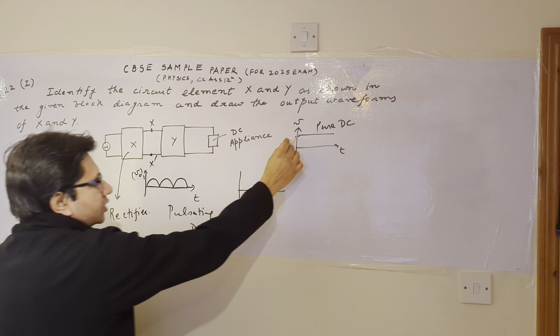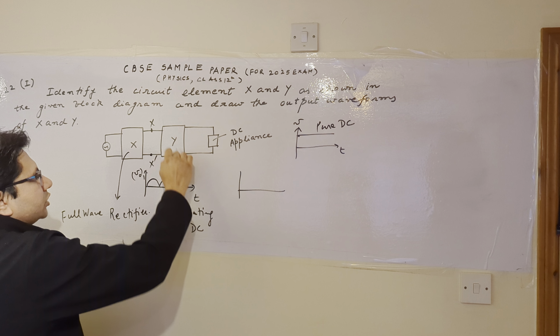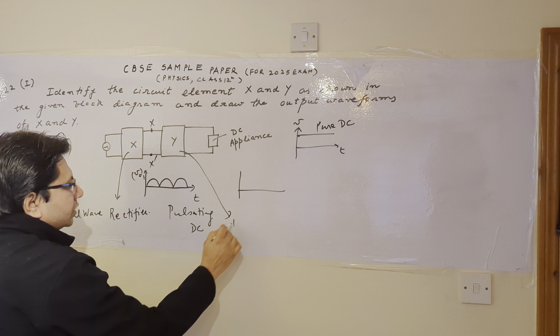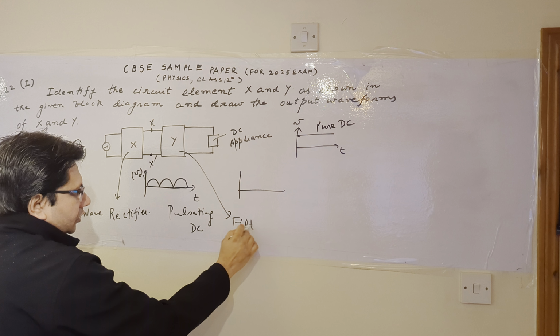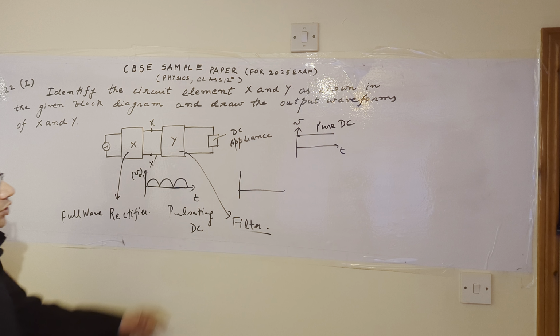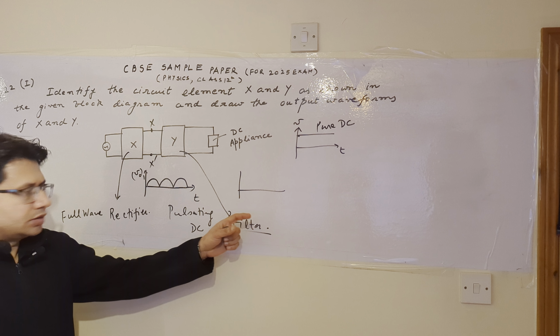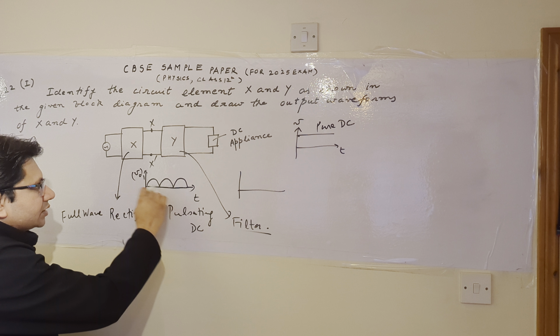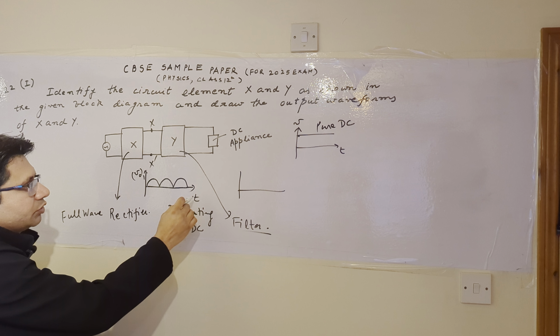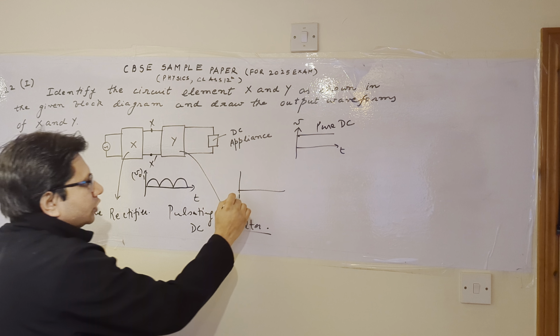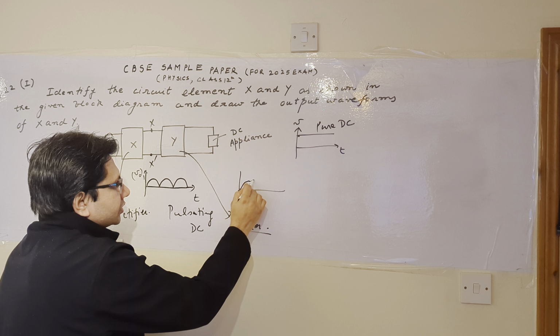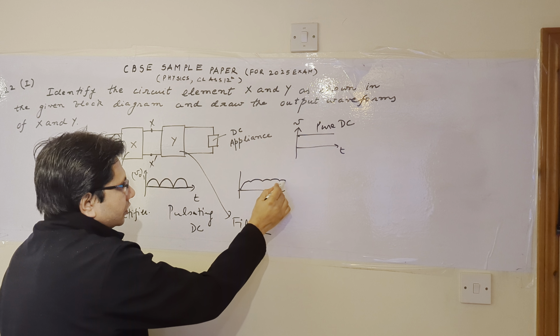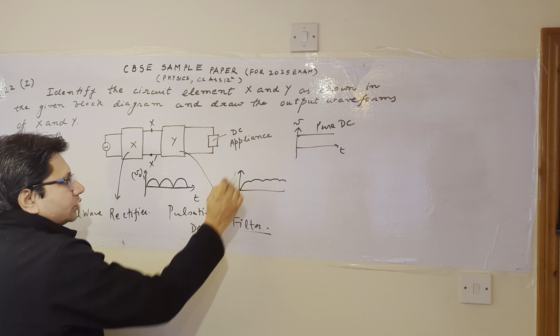To achieve this particular state, we use the filter. So why do we use the filter? To achieve the pure DC, we use the filter. The filter removes the rippleness, the waviness in this particular waveform. So the output of the filter is something like this.